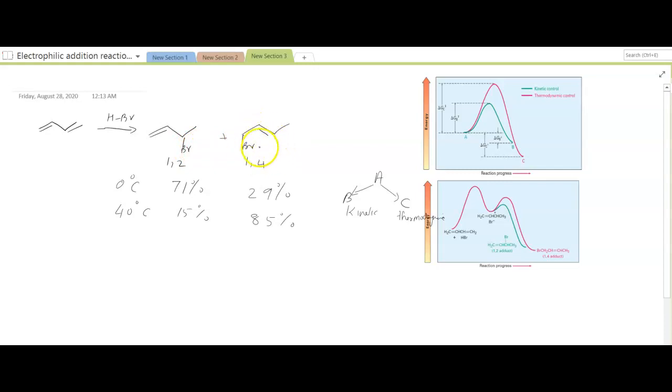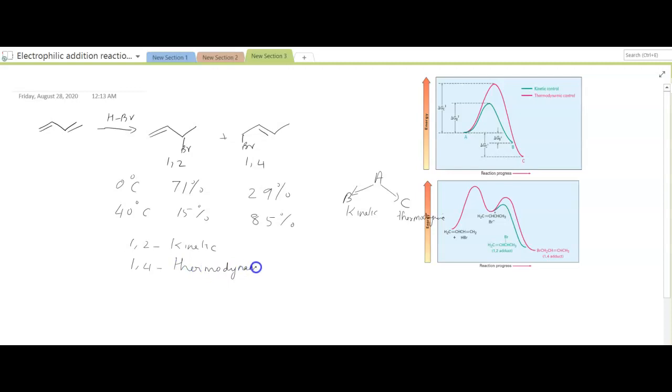Okay, and why is this the thermodynamically more stable? Again, recall from Chem 235 that the more substituted alkene is the more stable one, right? So this is the less substituted alkene, and this is the more substituted alkene. Okay, so we can write it here that our 1,2 product is the kinetic product in this case, okay, and our 1,4 product is the thermodynamic product.